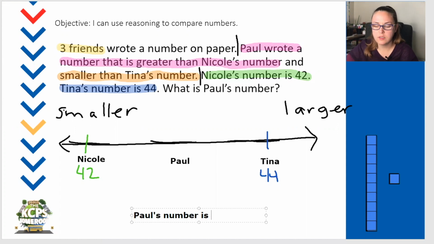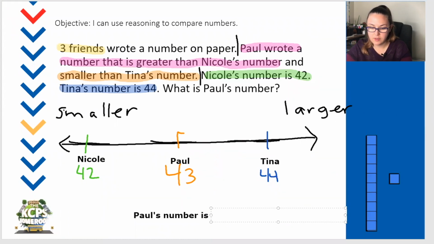What is Paul's number? So we know that it's in between 42 and 44. How many numbers are between 42 and 44? That's right, just one. So what is Paul's number? You guessed it. Paul's number is 43. So down here, when we're finishing up our sentence, we just need to write that Paul's number is 43.